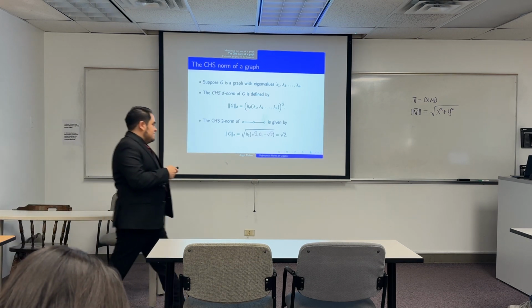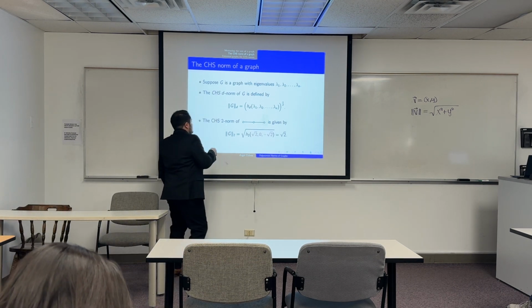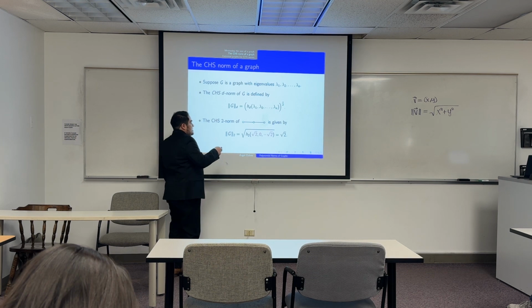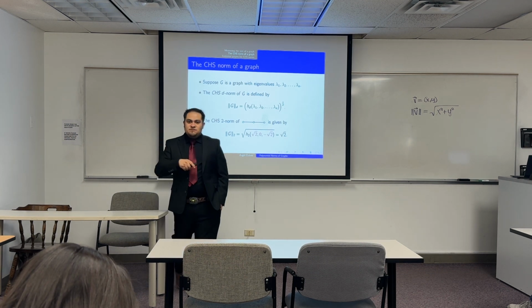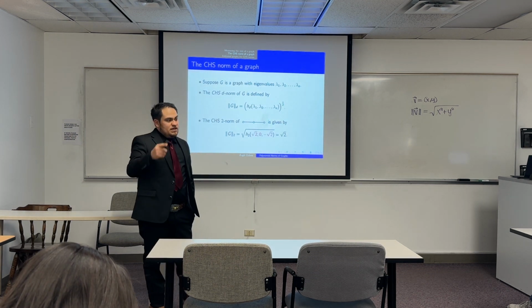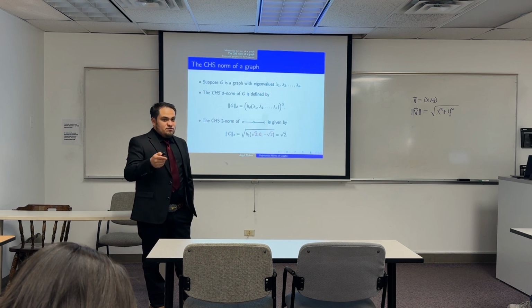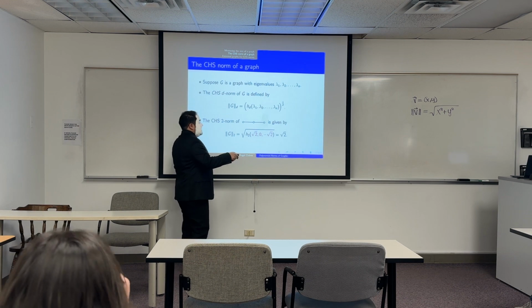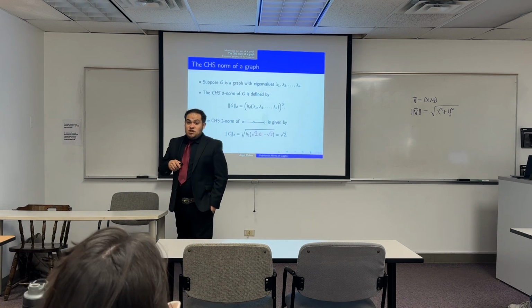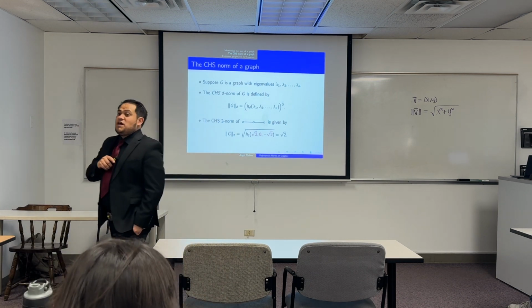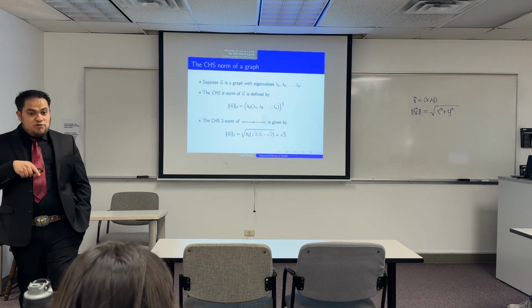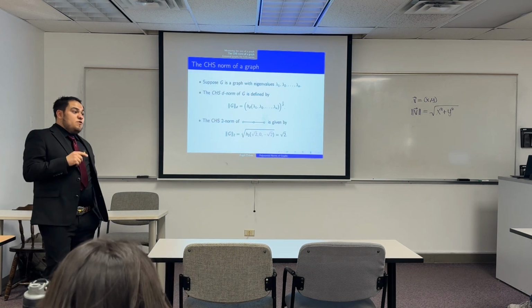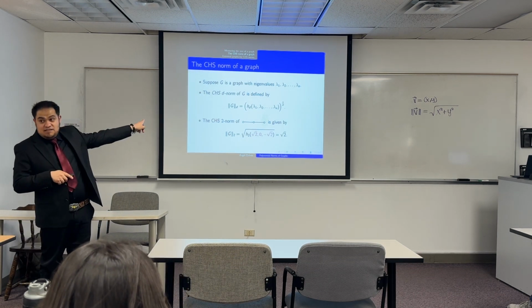Let's do an example. The CHS2 norm of this graph here, this is the graph that we've come back to a few times now, the eigenvalues being negative root 2, positive root 2, and 0. If I plug that into H2 and then take a square root, I'm going to get the square root of 2. So this actually agrees with the spectral norm. The spectral norm and the CHS2 norm of this graph are exactly the same.